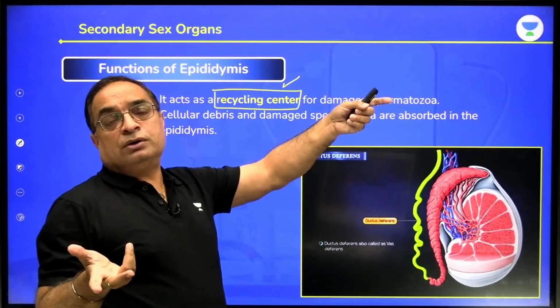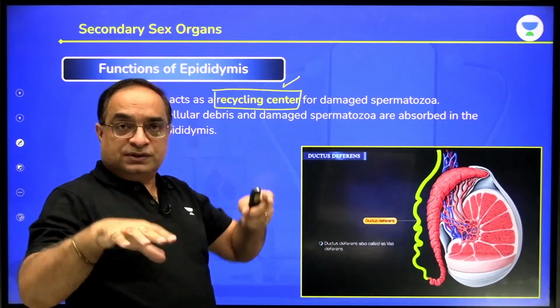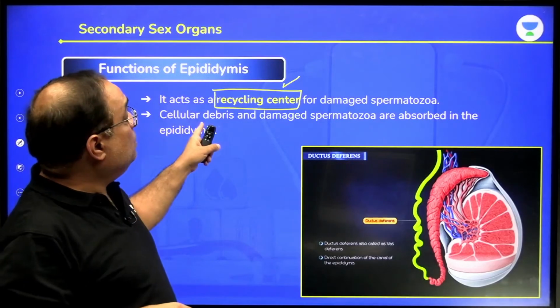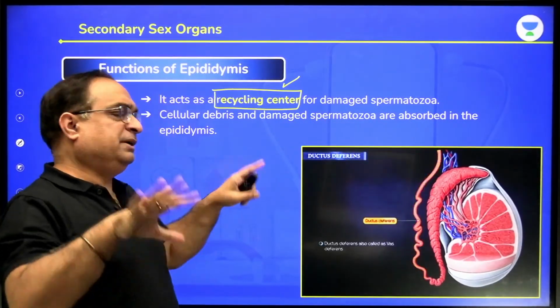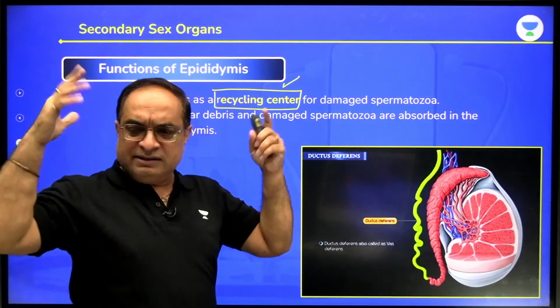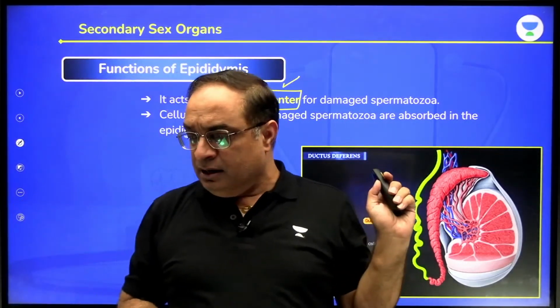I told you sperms are continuously being produced, and their phagocytosis is also happening in the epididymis. Cellular debris and damaged sperms are absorbed in the epididymis. They are being formed continuously in billions, and continuously they are being destroyed also.